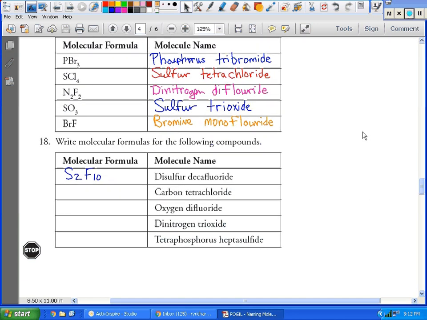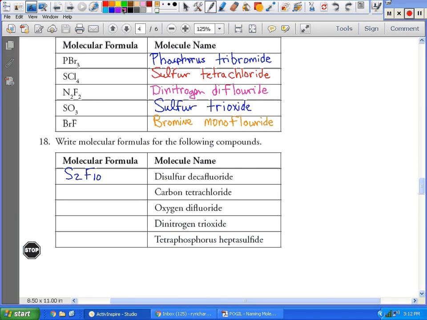Yes. Does that help? Okay. All right, Tristan, carbon tetrachloride. What you got? Very good. CCl4. Okay. Lily, oxygen difluoride. Very good. Bailey, dinitrogen trioxide. Very good. And Blaze, tetraphosphorus heptasulfide. Very good. P4S7.